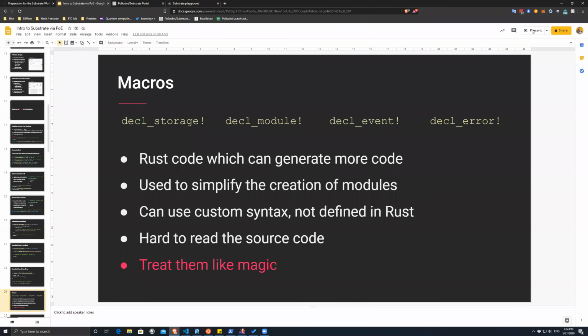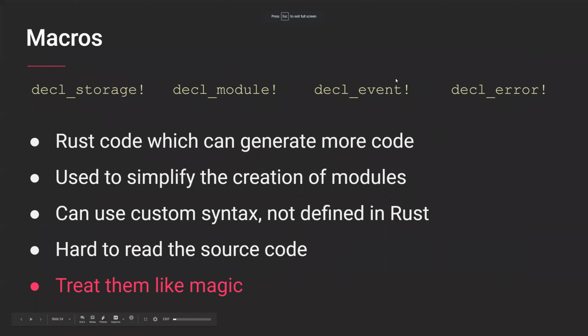Declare event will declare all the events that can be emitted by your chain. So for example, when I send some tokens to somebody else in the Kusama network, it will emit an event which says balance transfer from this guy to this guy for this many tokens. Declare error will declare errors that your pallet can encounter. So when something happens that shouldn't really happen in your code, or that the user did wrong, the declare error macro will help you document these errors and expose them to the public.